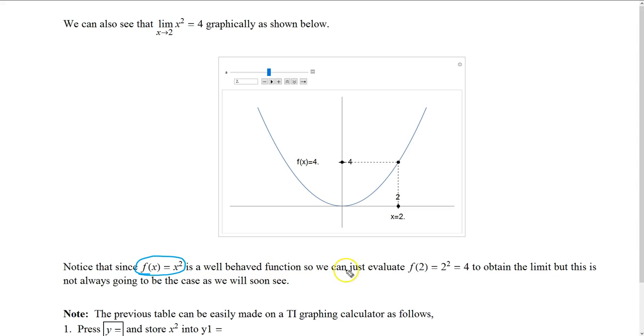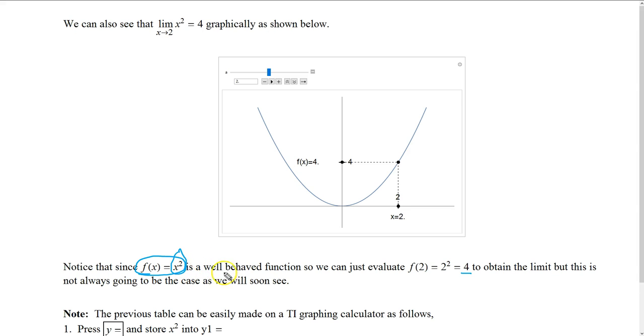Now, in this case, for this function f of x equals x squared, it's a very well-behaved function. You might have noticed that if we just plug the number 2 in for x into our function right here, we just get back 4, which is our limiting value. And that is true for most well-behaved functions. This is a nice polynomial. Polynomials are well-behaved functions, and you could just plug the number 2 into this function and get your limiting value. But as we'll soon see, that's not always going to be the case.